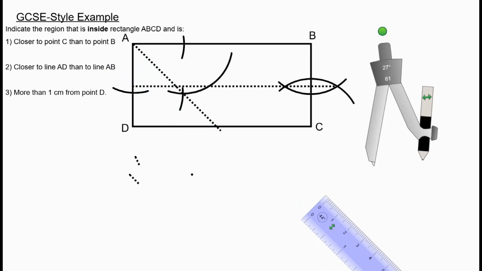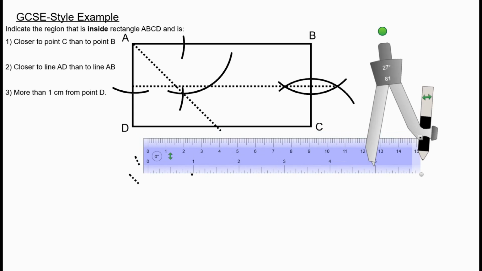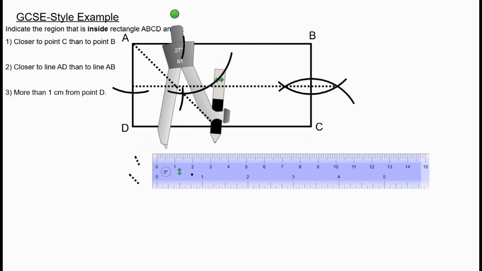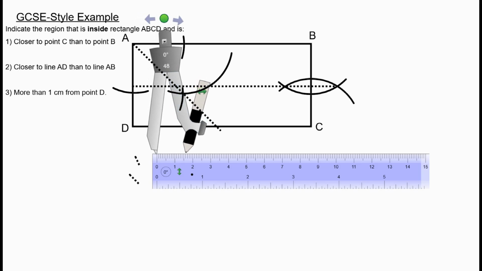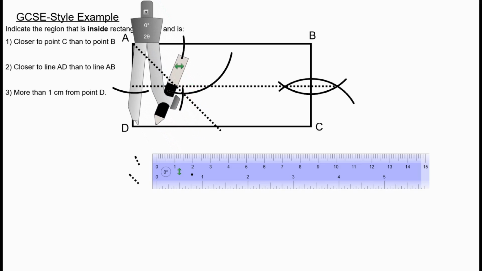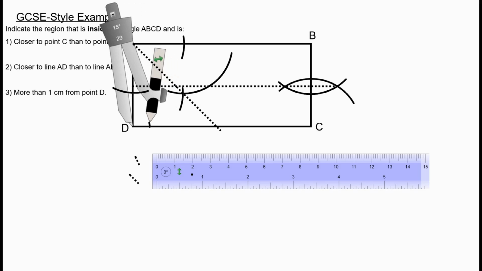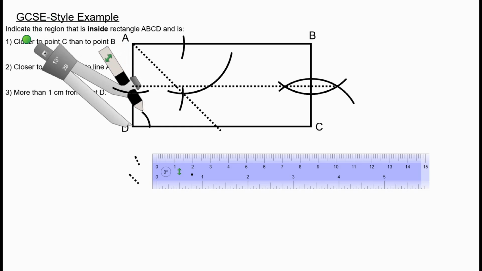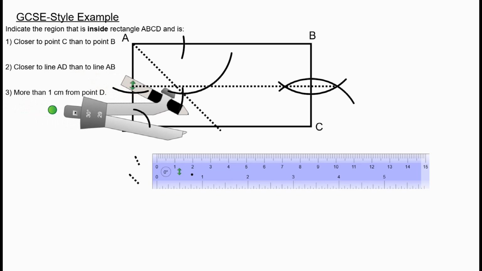There we go. Okay, finally, we want our points to be more than 1 centimeter from D, so I'm going to draw an arc which is 1 centimeter in radius on D. So I'm opening up my compass to 1 centimeter. I'm going to put my point of my compass onto D and draw an arc. There we go. That should be a dotted line ideally.